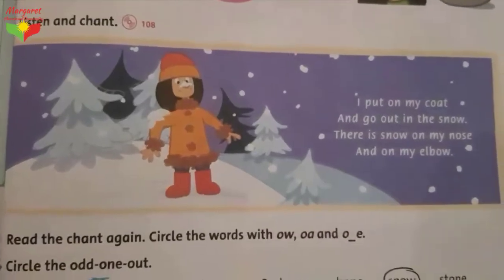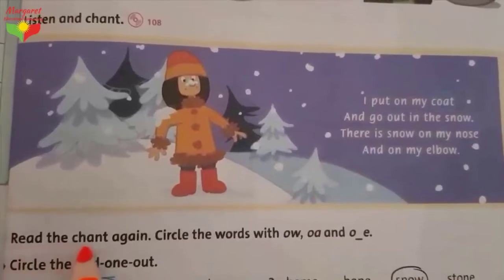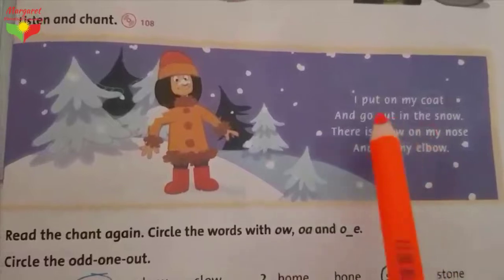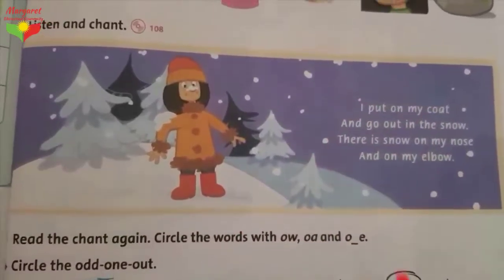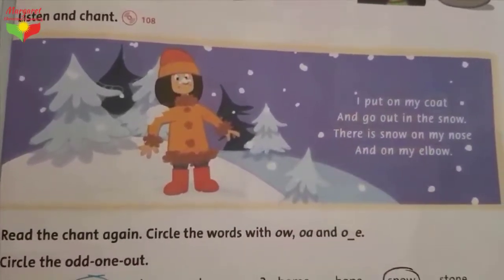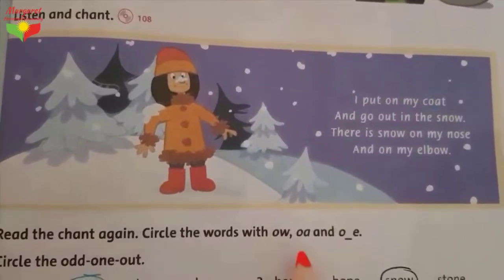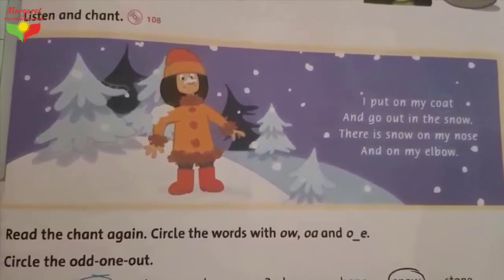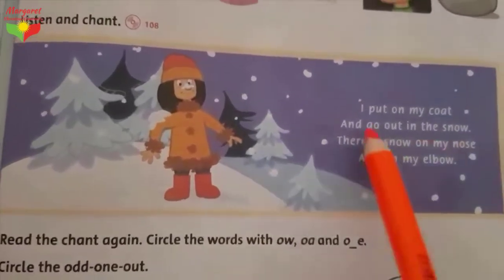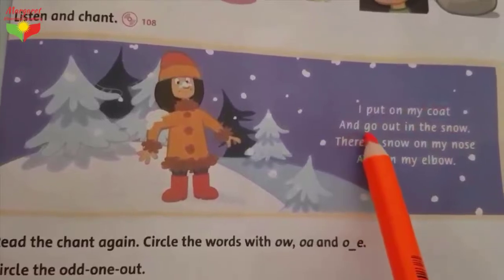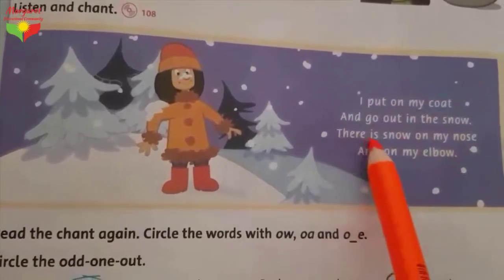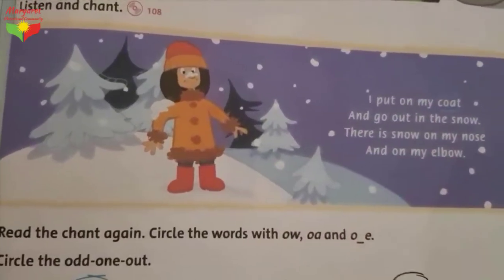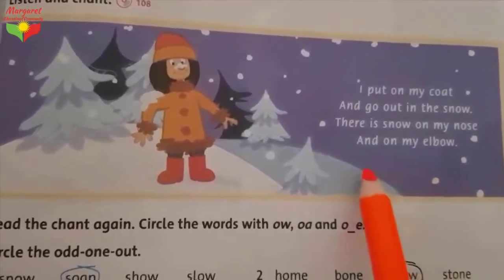After that, if you come down, here we have this chant, and it says read the chant again, circle the words with OW, OA, and OE. So you have to read the chant very well, and then you have to draw a circle around those words in which you can find the long vowel sound O, through these three patterns or three keys. Okay, so I put on my coat and go out in the snow. There is snow on my nose and on my elbow. You see? So please try to do this exercise.